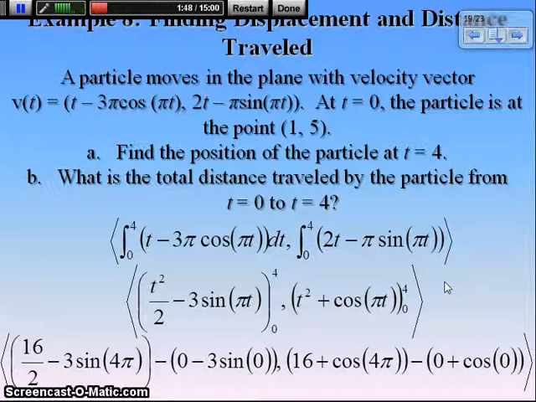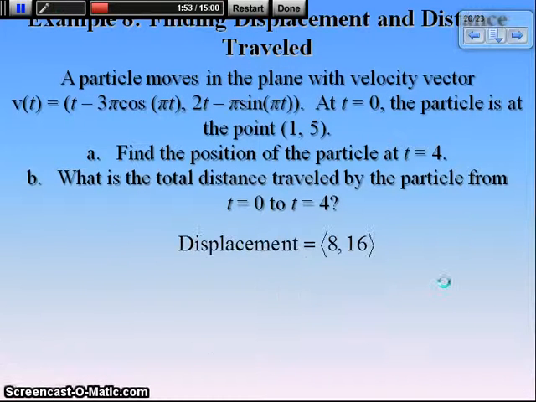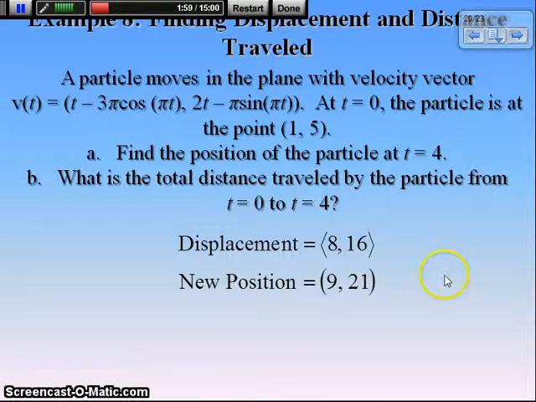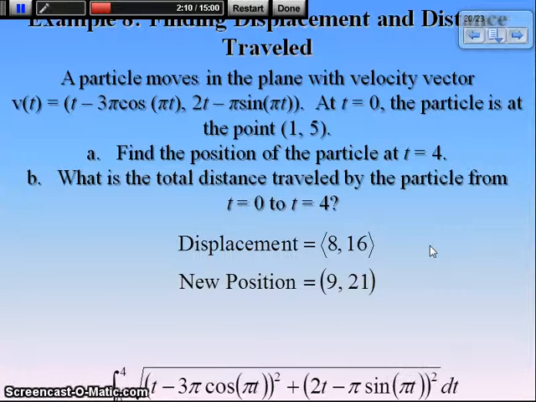Now we're ready to plug in our numbers, which we do here. You see a big long string of numbers. You can pause the video now if you want to look at all those, but I'm going to continue on. And the displacement ends up being (8, 16). Now, what does that give me? Well, remember at time 0 I was at (1, 5), and then I moved 8 horizontally and I moved 16 vertically, so now my new position is (9, 21).